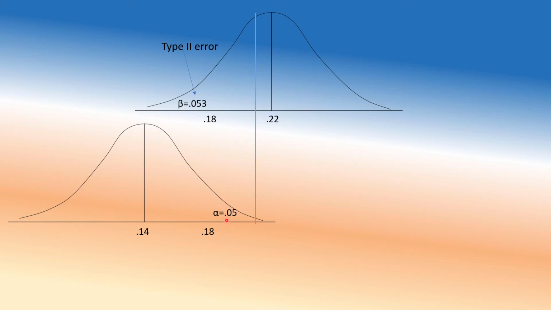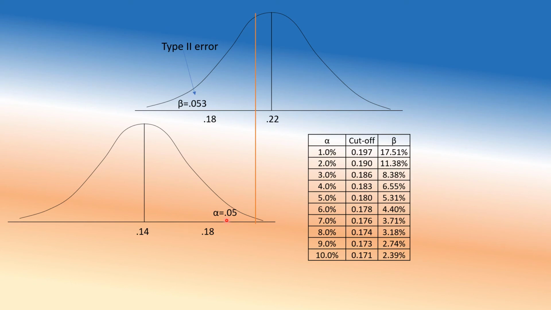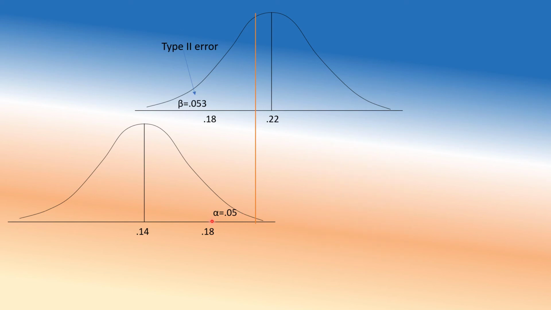Okay. So here I've calculated the probabilities of alpha at different levels. 1%, 2%, 3%, all the way to 10%. So if it's 1%, cutoff is 0.197, which means that 0.18 comes down to somewhere here, 0.197. So type 1 error is only 1%. Type 2 jumped from 5% to 17.51%. If it's 2%, 3%, etc. At 5%, its cutoff is 0.18, what we had, and 5.3%.